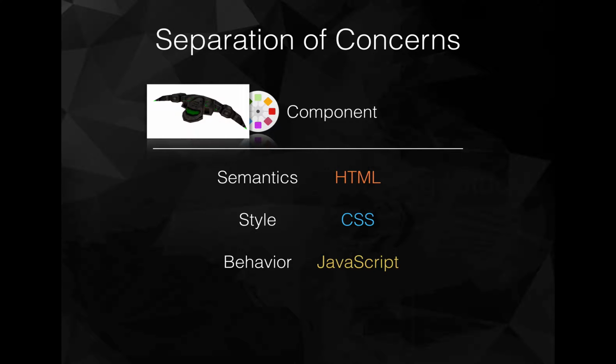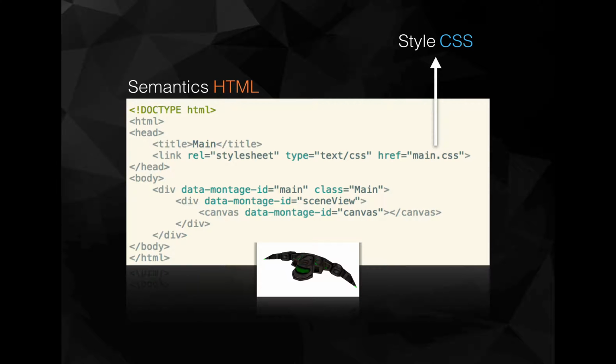A single view in MontageJS is represented by a component. That's a great example of where you can see this separation of concerns at play. The component itself represents semantics, style, and behavior of a view. Each of these concerns is already well represented in the web stack by using HTML, CSS, and JavaScript respectively, so we just use them. Here's all the code to the application I'll build for you in a moment.